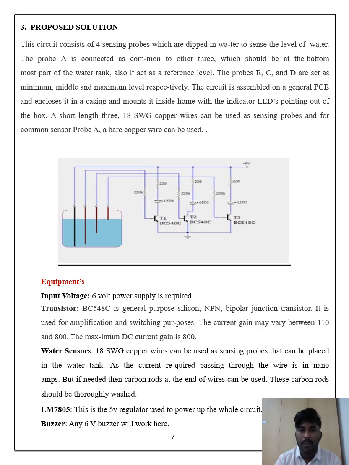BC548C is a general purpose silicon NPN bipolar junction transistor. It is also used for amplifiers and switching purposes. The current gain may vary between 110 to 800. The maximum DC current gain is 800.